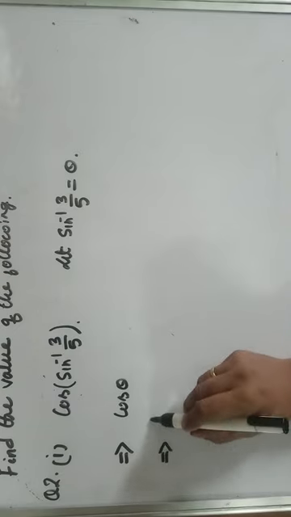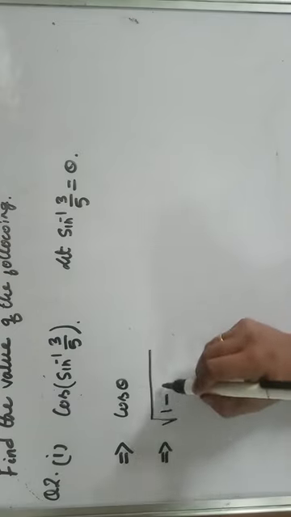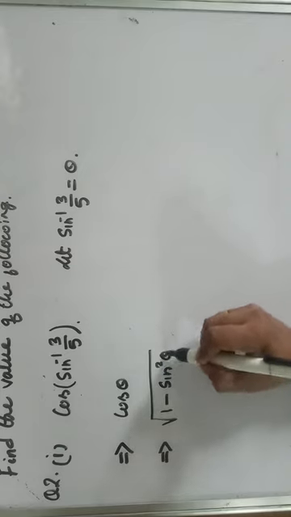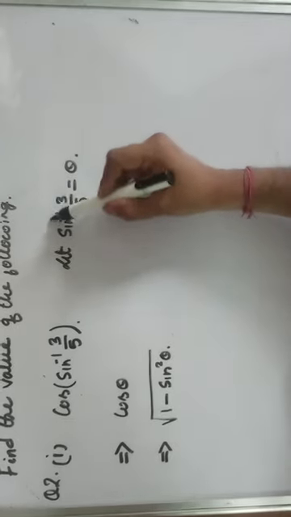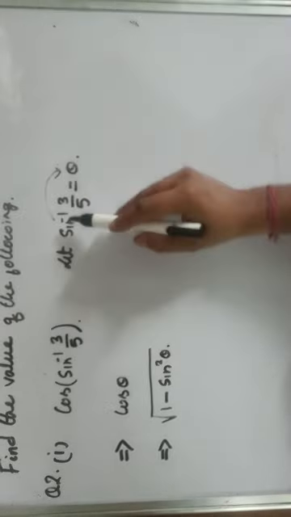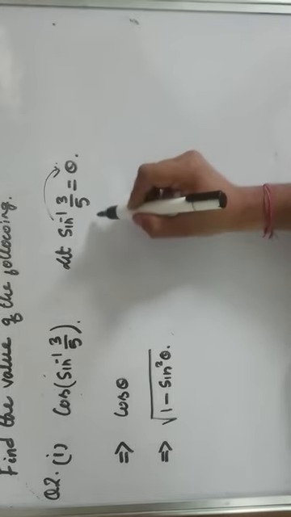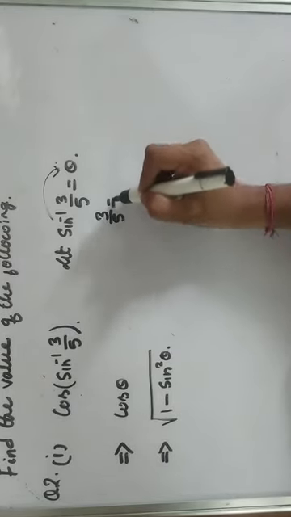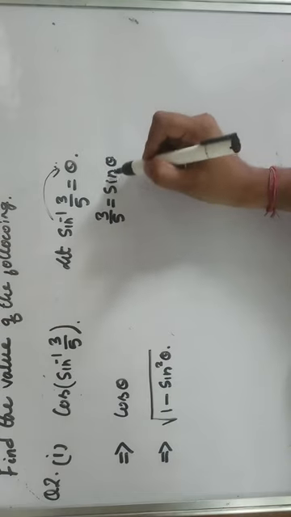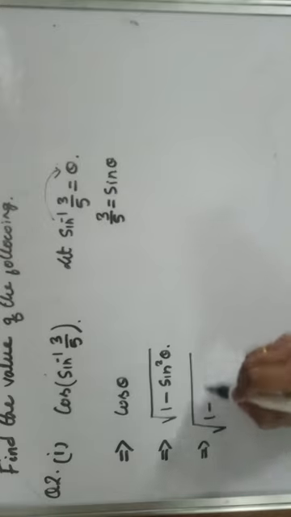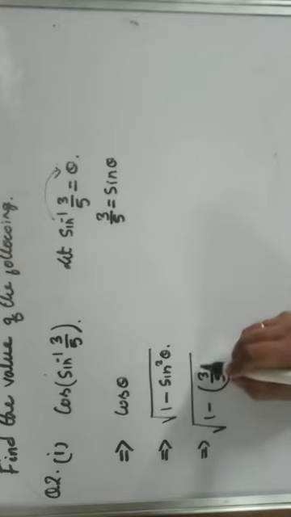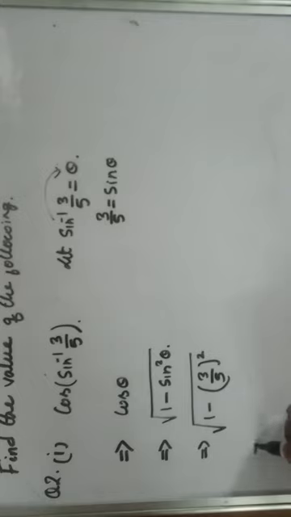Now can we convert cos theta in terms of sine? Cos theta, can I write it as under root 1 minus sine square theta. Clear? Now what will be the value of sine theta from this relation? If you bring the sine inverse from the left hand side to the right hand side, 3 by 5 is equal to sine theta. Now substitute the value of sine theta over here: under root 1 minus 3 by 5 whole square. 3 by 5 whole square is 9 over 25, so 1 minus 9 over 25.